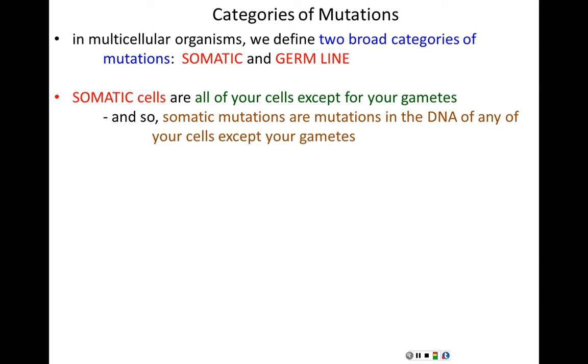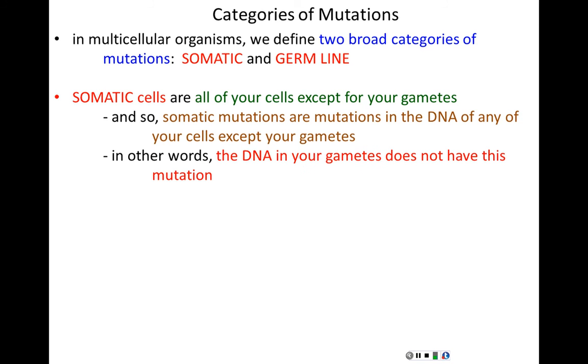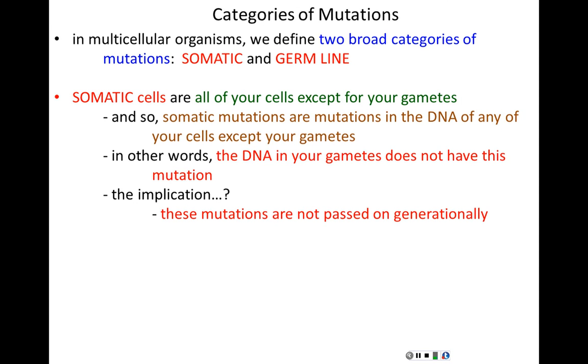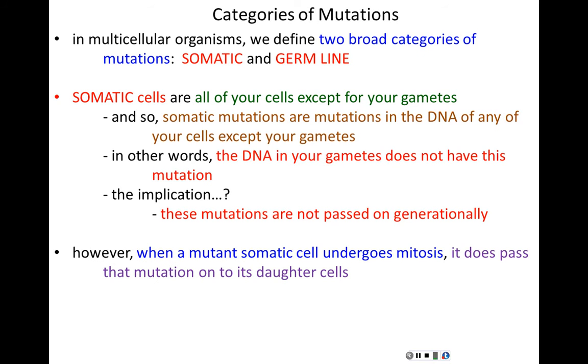Then by extension, somatic mutations are mutations in the DNA of any of those cells except the gametes. In other words, the DNA in your gametes is not involved in this. The DNA in your gametes does not have this mutation because it is a somatic mutation. What does this mean? How does it manifest? Well, first off, it means that since the mutation isn't in the gametes, you don't pass that mutation on to your next generation. Because it's not in the gametes, and the gametes are the only thing you do pass on, you don't pass the mutation on.